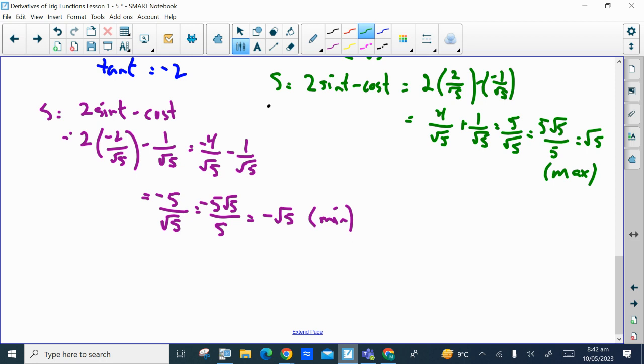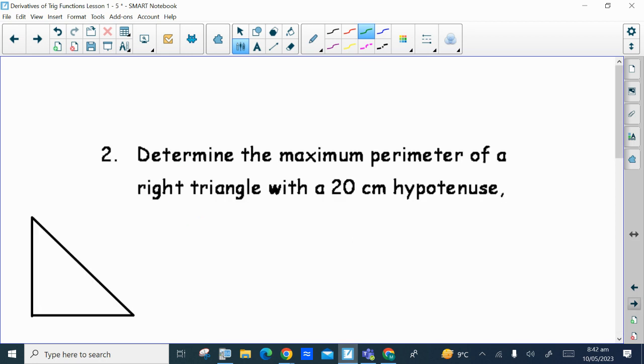Okay? Number 2, determine the maximum perimeter of a right triangle with a 20 centimeter hypotenuse. So we can change the lengths of the two legs, but what's going to stay constant is that the hypotenuse is 20 centimeters, and every time you change the lengths of the legs, you're going to get a different perimeter. So because we want to maximize perimeter, we need to come up with an expression for the perimeter that we then would differentiate. That's what we need to do.